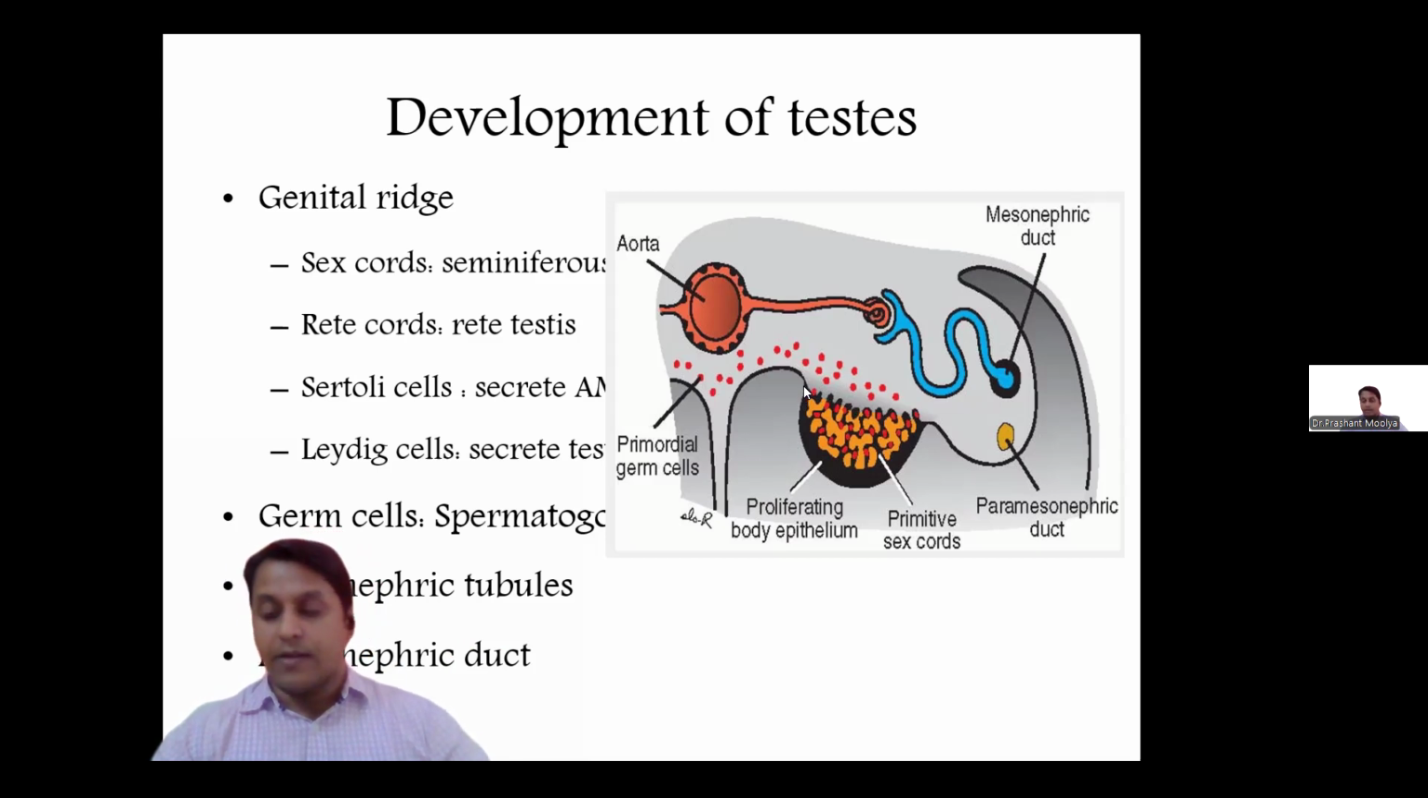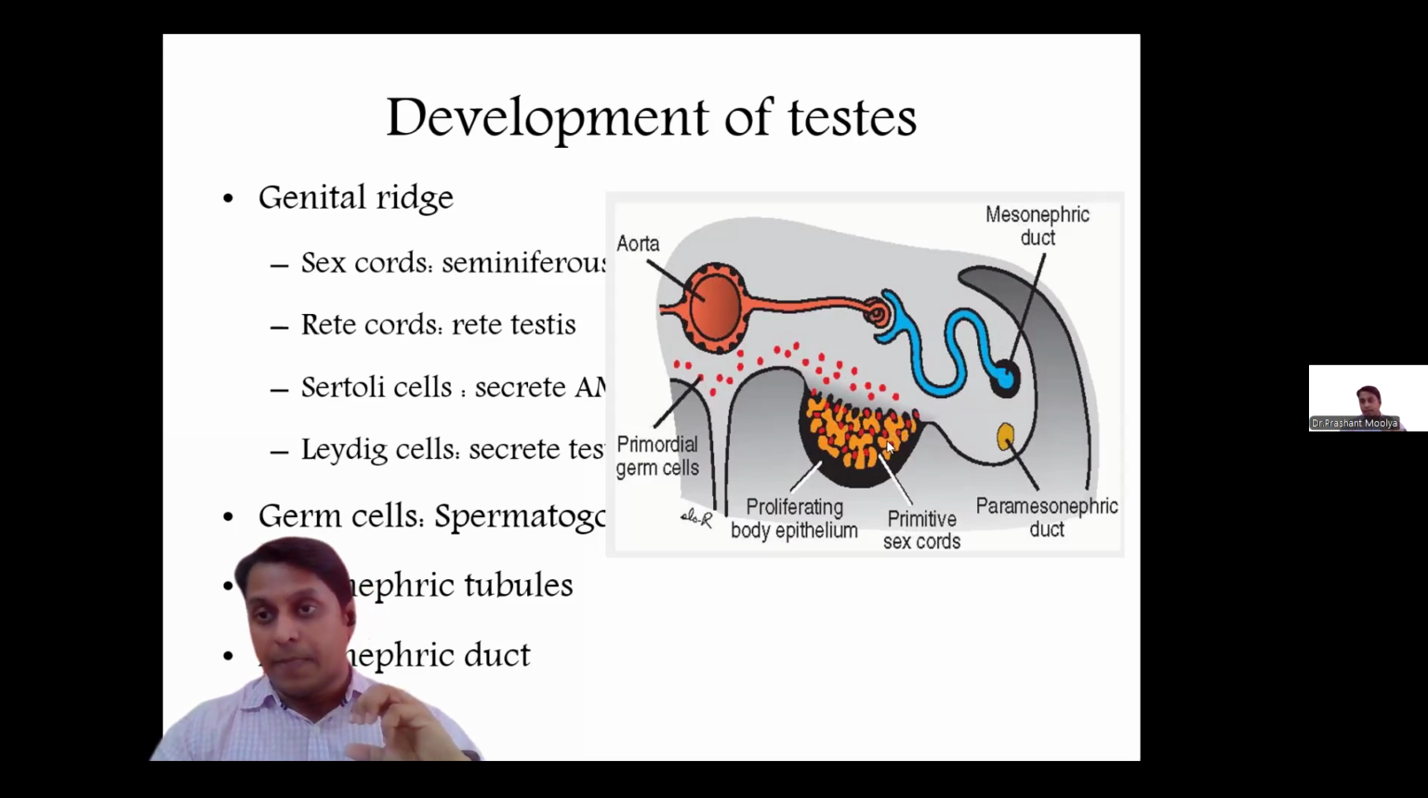Here you will find that the SRY gene stimulates this region: the coelomic epithelium undergoes changes and multiplies to form the sex cords. You can see the multiple cords that have developed. Those are the sex cords. They start proliferating and separating from the surface epithelium. This further sex cord formation happens in the medulla of this genital ridge.